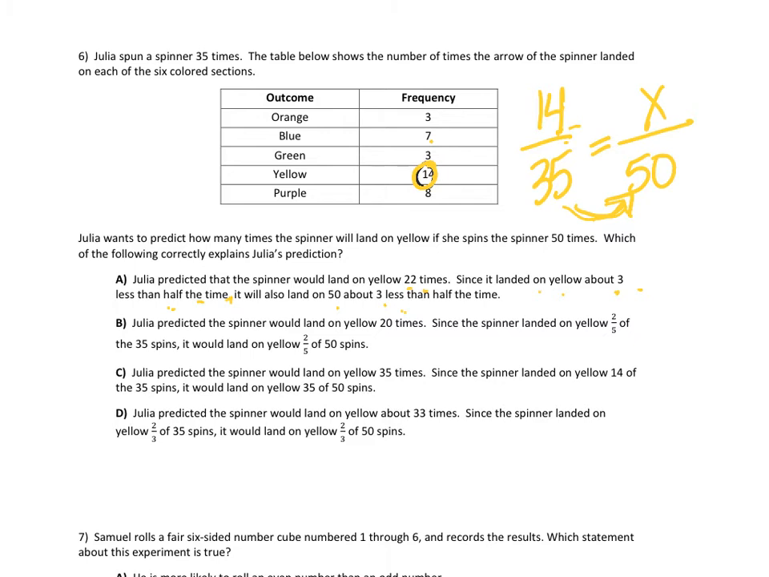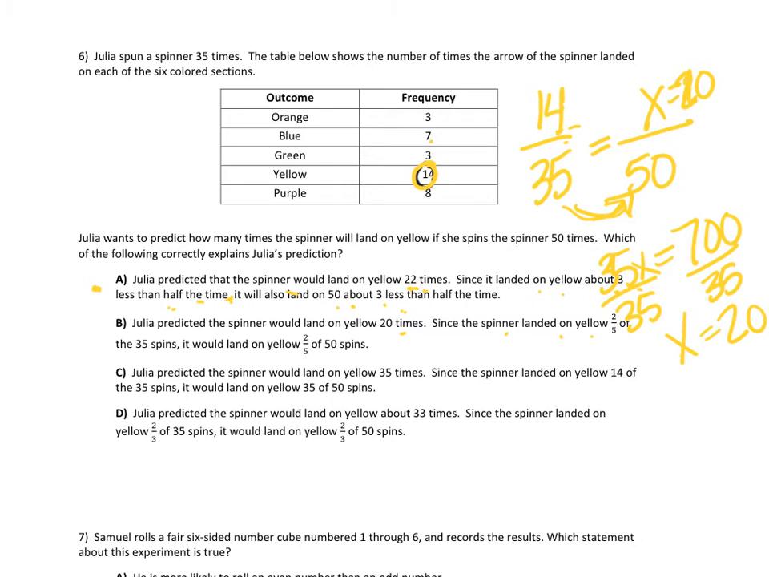35x, 50 times 14. 50 times 14 is 700 equals 35x. Divide by 35, divide by 35. X is going to equal, so it's going to say about 20 times, right? So x is going to equal about 20 times. Okay, I could see the logic there. Julia predicted the spinner would land on yellow 20 times since the spinner landed on yellow.